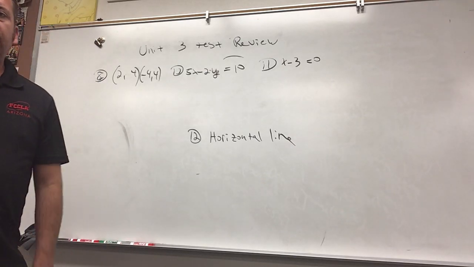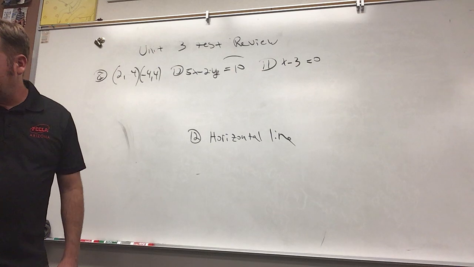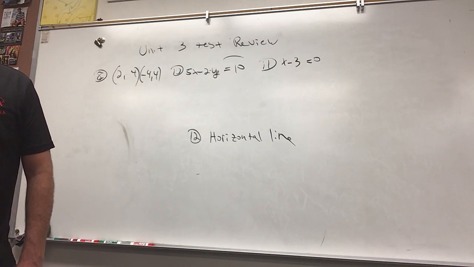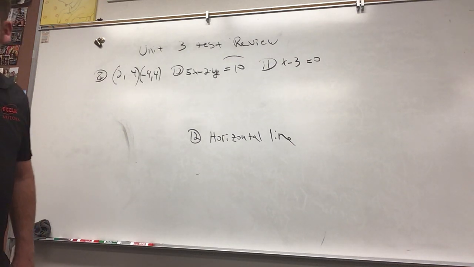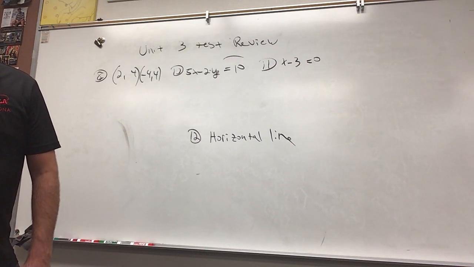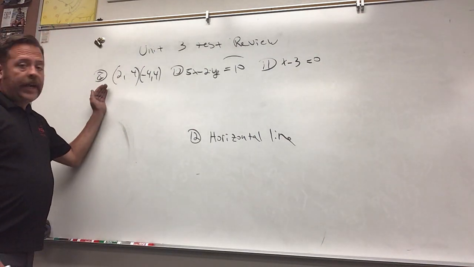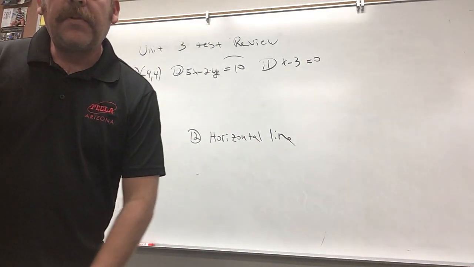Okay, in this portion of the review video, if you look at your review, 7, 8, 9 are very similar. I picked number 8. And then, although it's kind of the same idea, I'm gonna do 10, 11, and 12 because they're all fairly quick. All right, so 8 asks you to find the slope given 2 points.